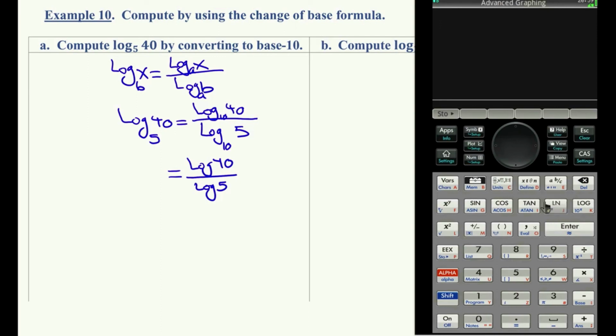All right, so we're going to type in, let's go ahead and parenthesize the numerator, log of 40. Actually, looks like there's some things there we don't want. Let's try again. So parentheses, log of 40. Let's exit those parentheses. And we're going to divide that by log of 5. And we get 2.2920 approximately.